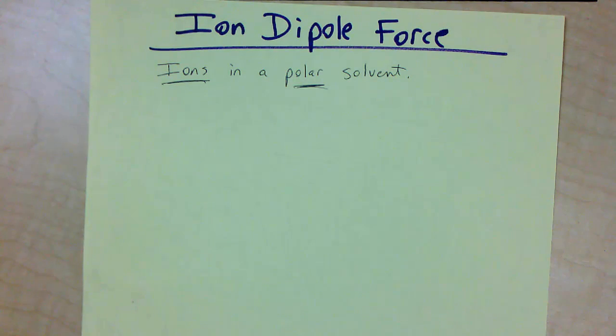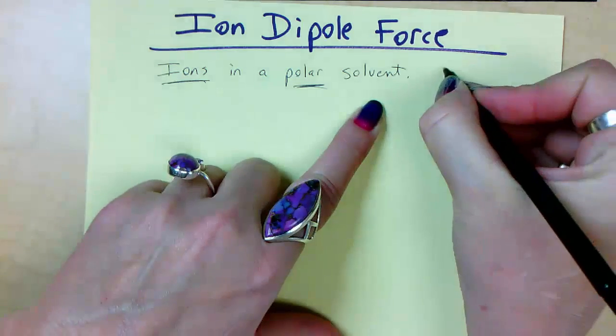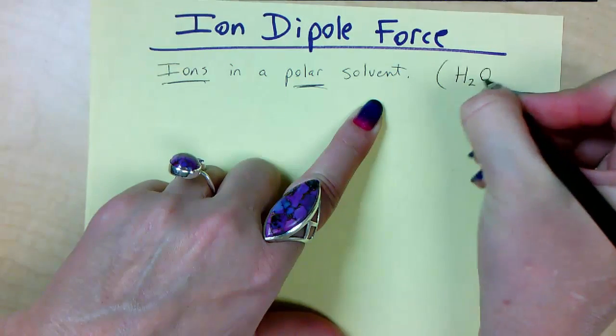Can you think of a polar solvent? What's something we use as a solvent and we can dissolve ionic compounds in it? If you said water, you're right. So a polar solvent is water.